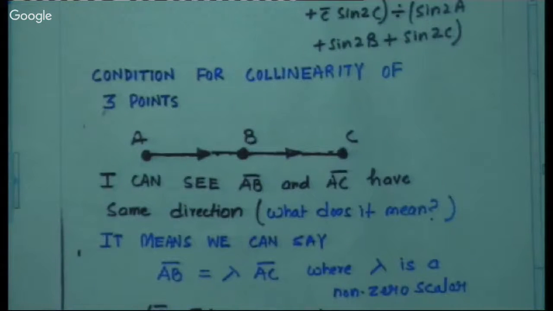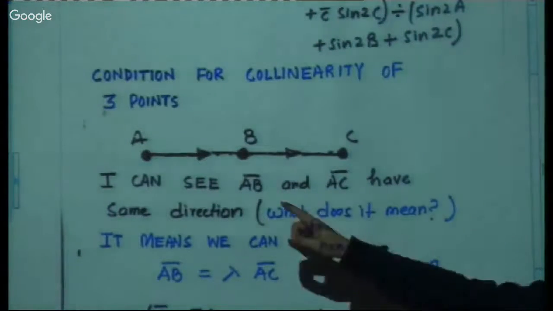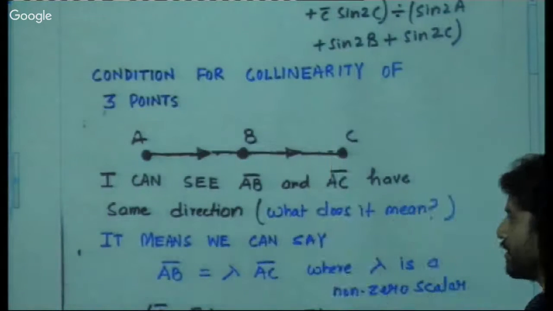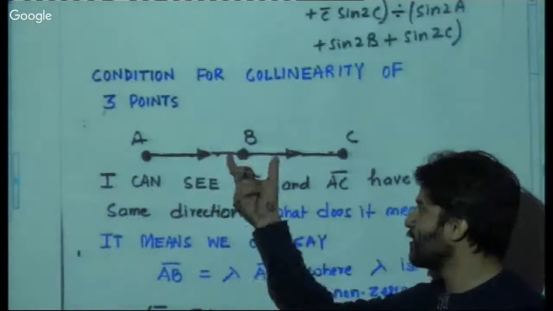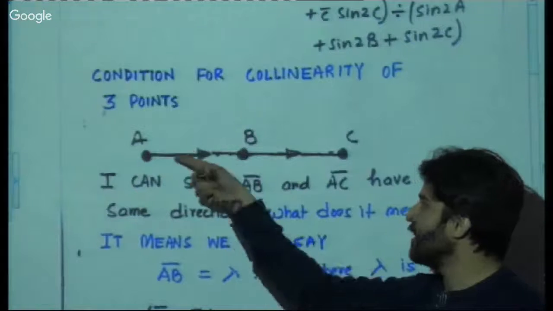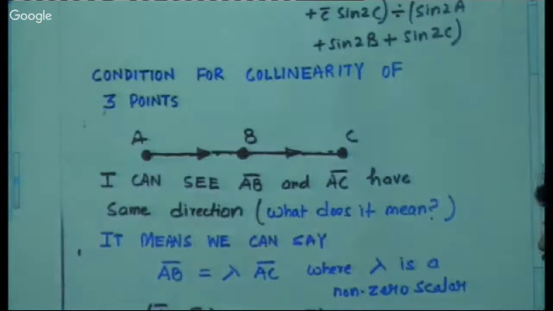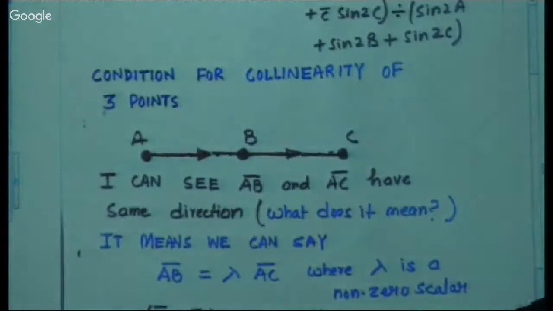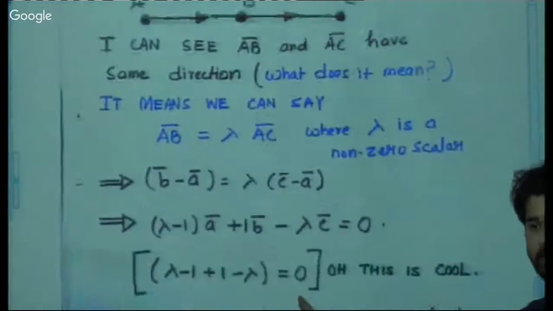I think we went till dot product. So when I talk about the condition of collinearity, when I say these points A, B, and C are collinear, it means I can see they are all lying in the same line, right? It means the AB vector and the AC vector are parallel. So I can say AB is lambda AC. So I can say B minus A is lambda of C minus A.